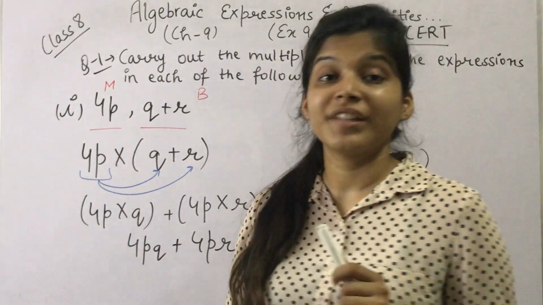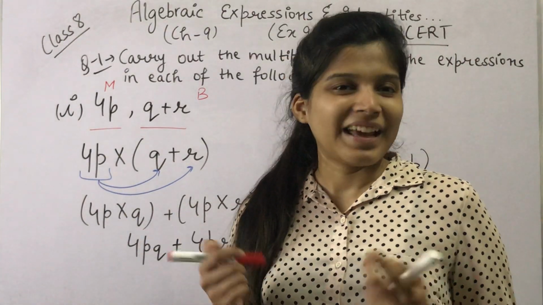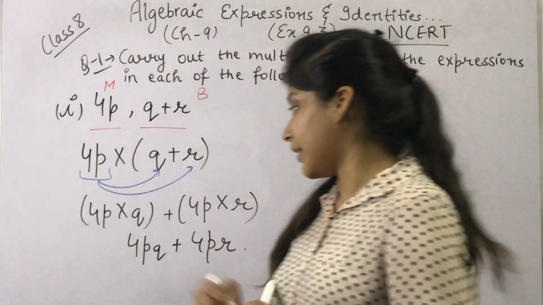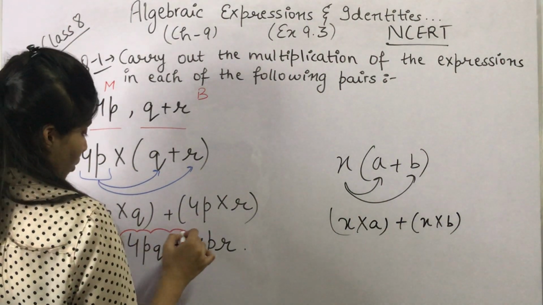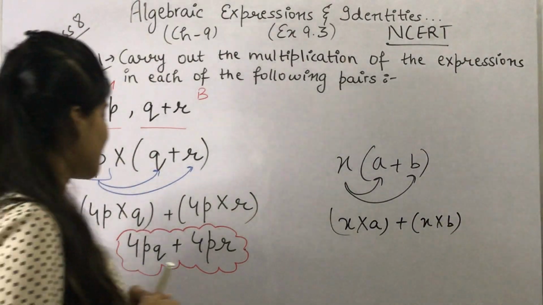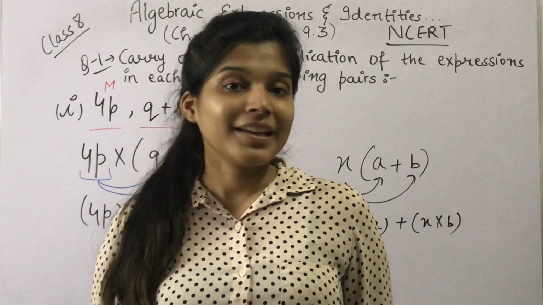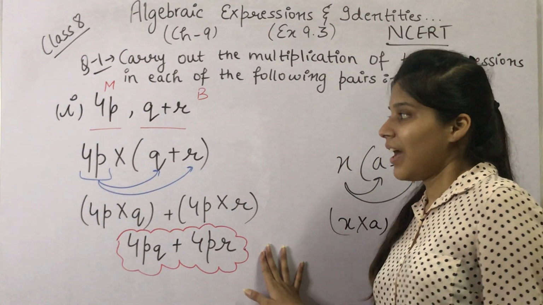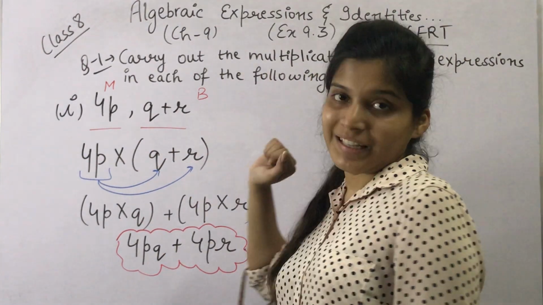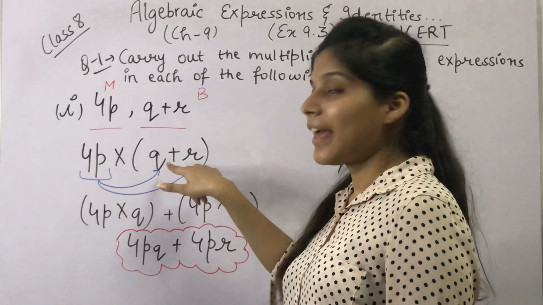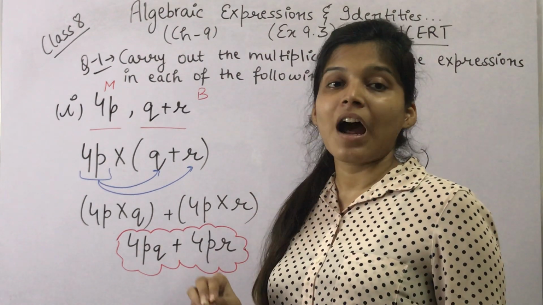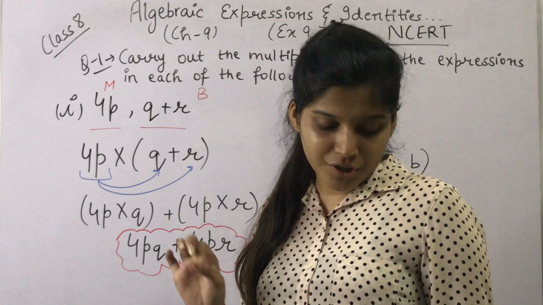Now we cannot add both these terms. Why? Because they are unlike terms, and I told you that we can add and subtract only like terms. Multiplication can be done with unlike terms, but addition and subtraction is always with like terms. So this means these two cannot be added further. So this is the answer. I hope this concept is clear, children, how to multiply a monomial expression by a binomial expression. So 4p will be multiplied to q first, and then 4p will be multiplied to r. Okay, so this was our first part of question number 1.